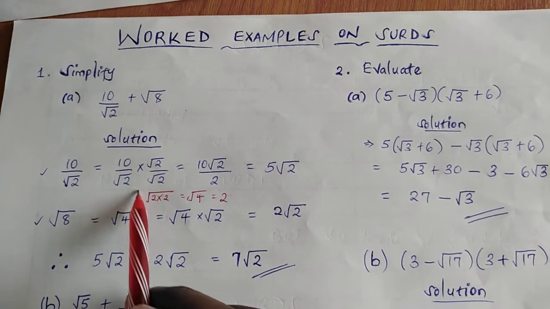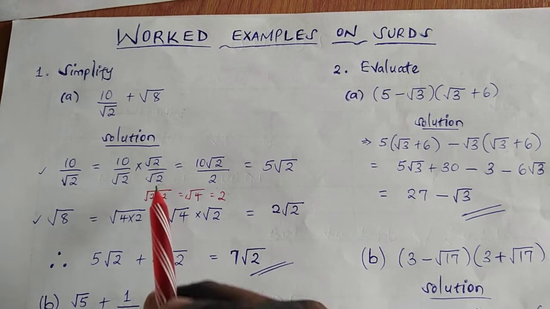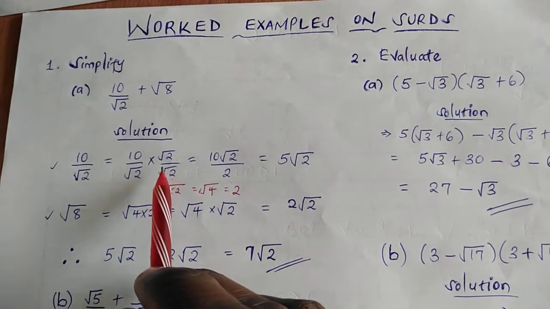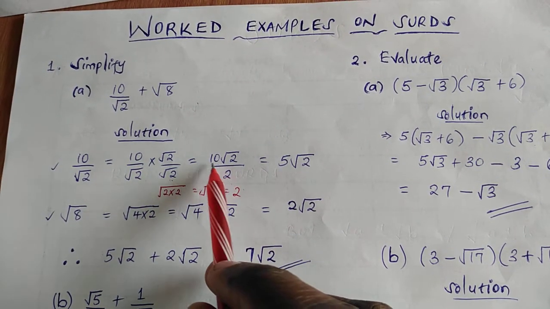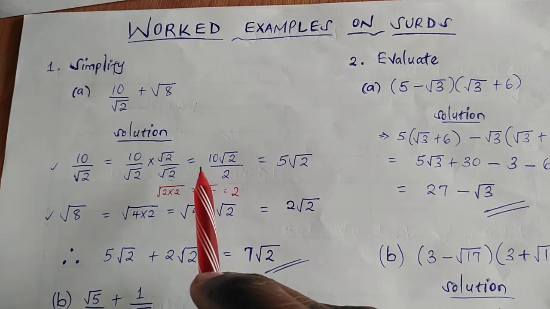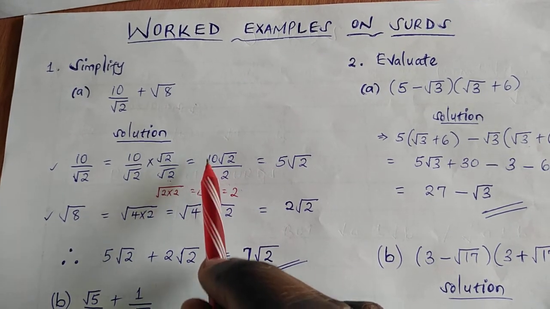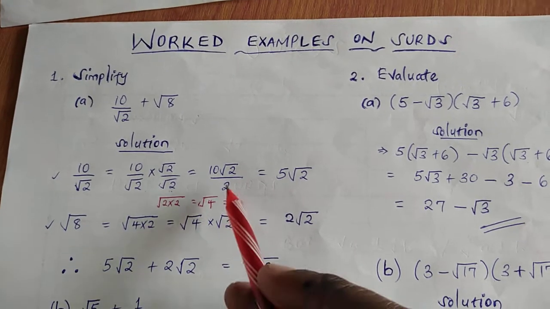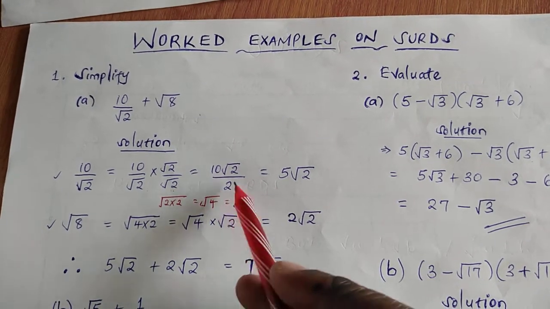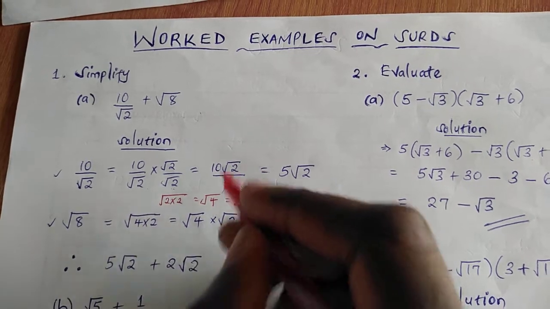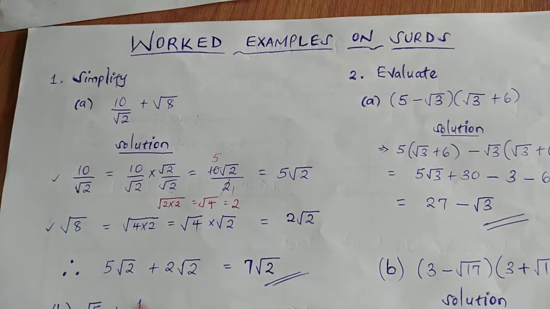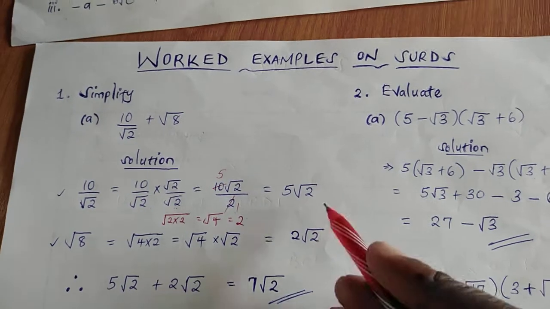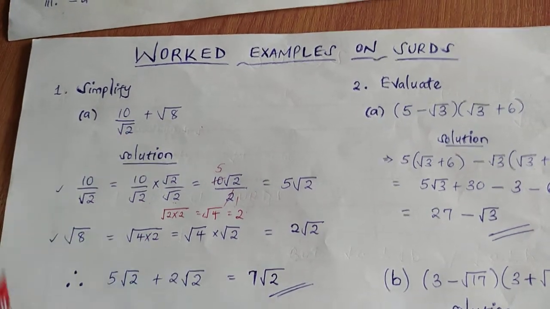So root 2 multiplied by root 2 gives us a 2, and 10 multiplied by root 2 gives us 10 root 2. So that 2 cancels out with 10, so that we have a 5. 2 here, 1, 2 here, 5. So that we have 5 root 2. We have simplified the first part of the equation.